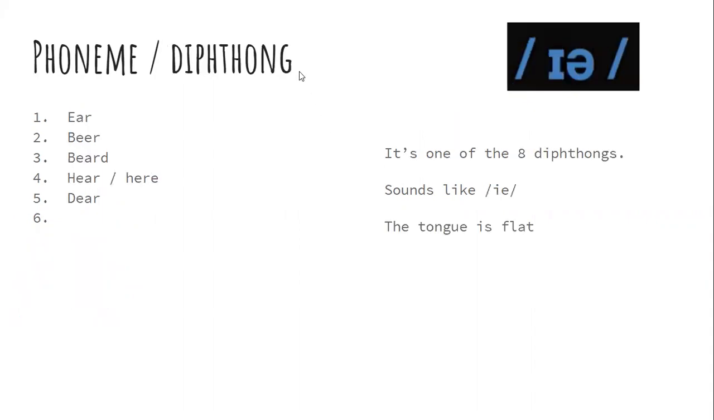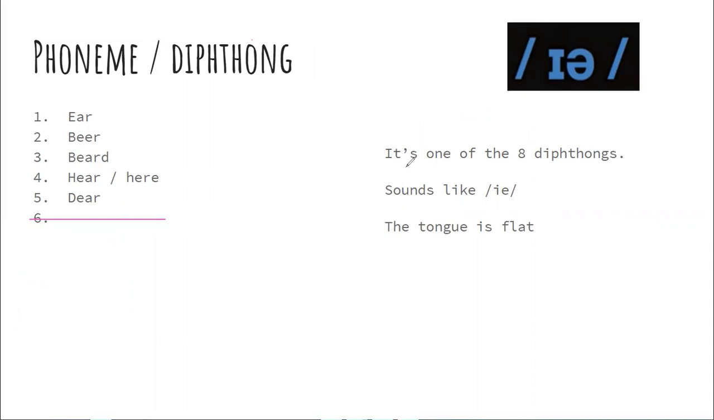Okay, bueno, diphthongs, los diptongos que me encantan. We have 8 diphthongs, and this sounds like ie, okay, like ie. Y dice que es flat, es plano, porque la lengua está plana en la boca, ¿ya? Ie. So we have, for example, the word ie, beer, beard.